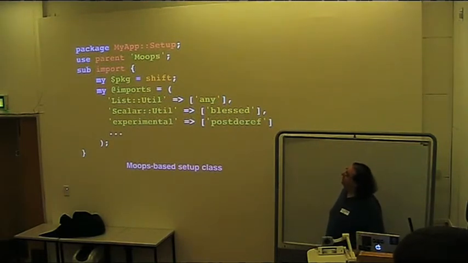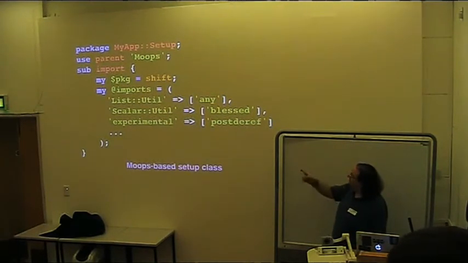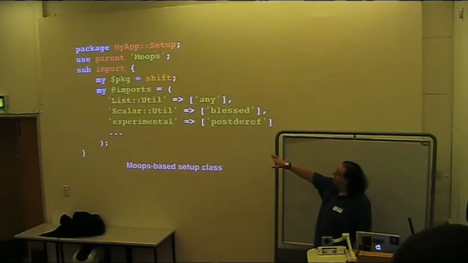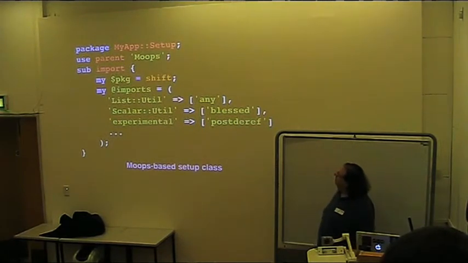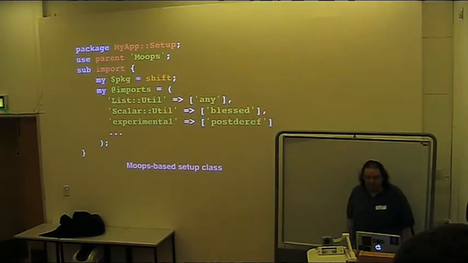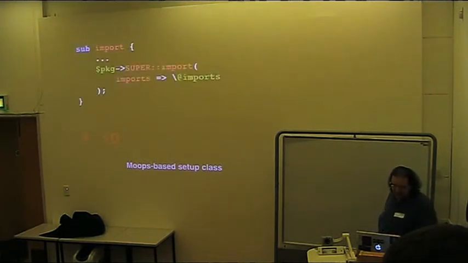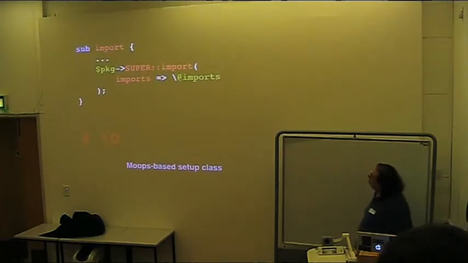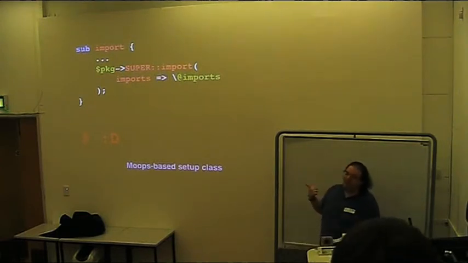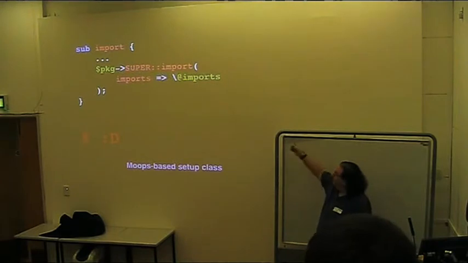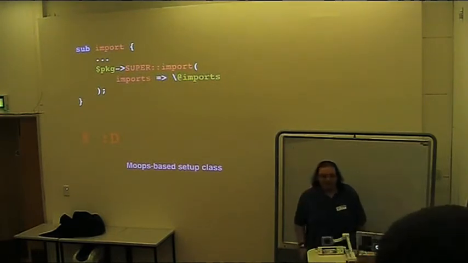I'm inheriting from Moops here. I have a custom import method, and all I have here is just an array mapping class names that I want to import from to the list of things that I want to import. You have to make sure these classes are loaded first. And then all I do is call the parent class method, Moops' import method, passing it this list of imports, and it's done.